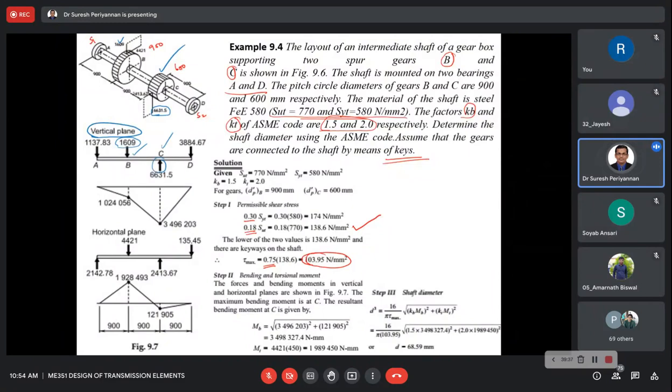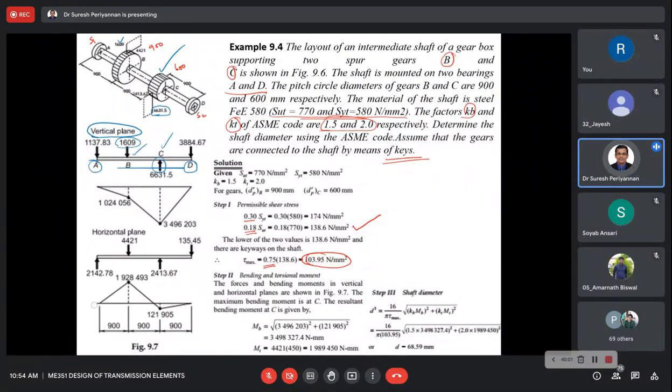Now we know the load force, how much force is acting at points B and C of the shaft. Then we go for the reaction calculation. What is the reaction force acting at support A? Support means bearing. What is the reaction force acting at support D? The reaction force at D.